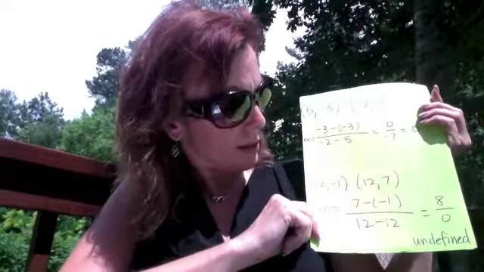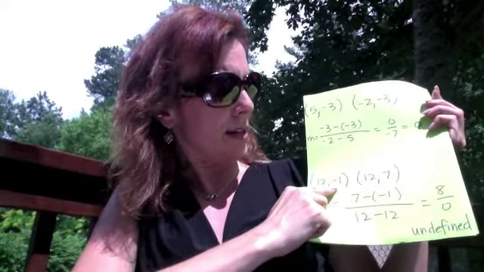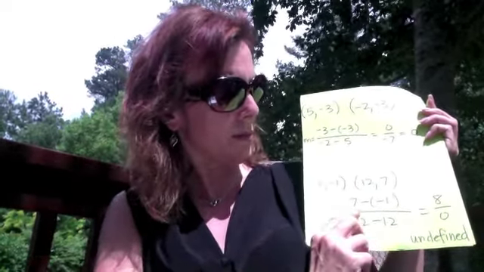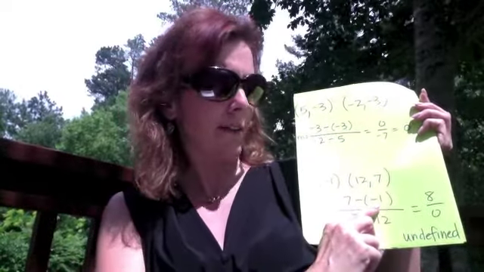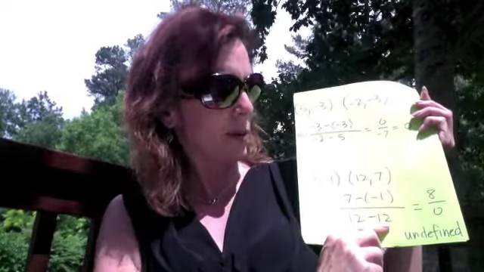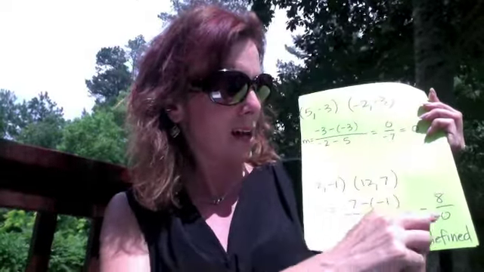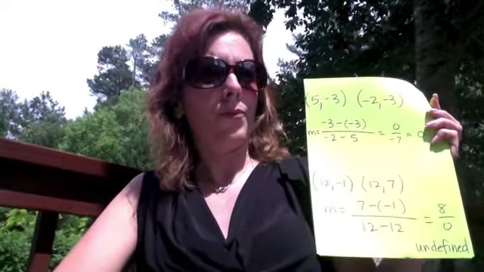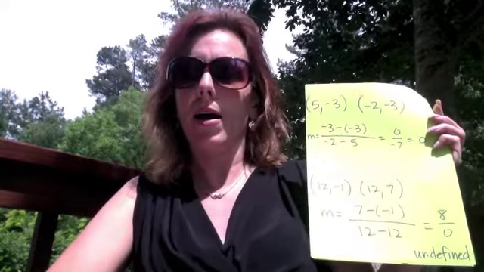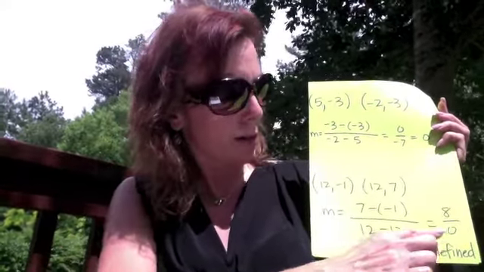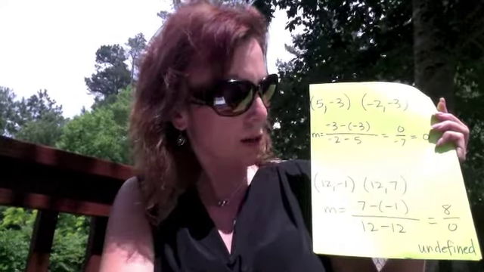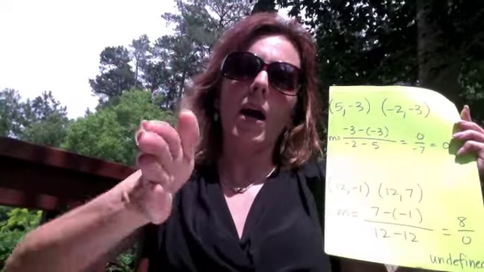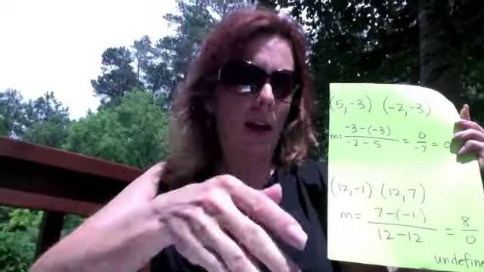All right, now, last one of these. I have (12, -1) and (12, 7). If I substitute these values into that slope formula, I get 7 minus -1 over 12 minus 12. And when we simplify this, I get 8 over 0. Now, we may or may not remember that we are not allowed to divide by 0. This is considered an undefined slope when we have a 0 in the denominator. This is a rise but no run. That means we have a vertical line happening.